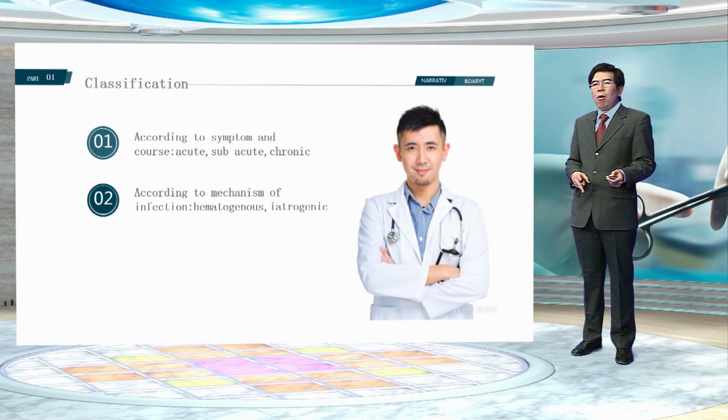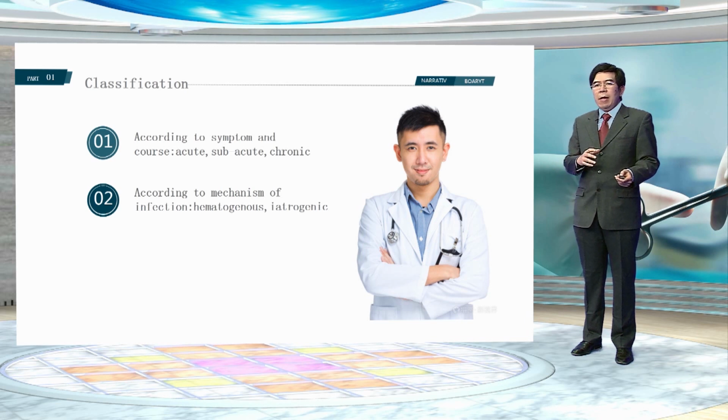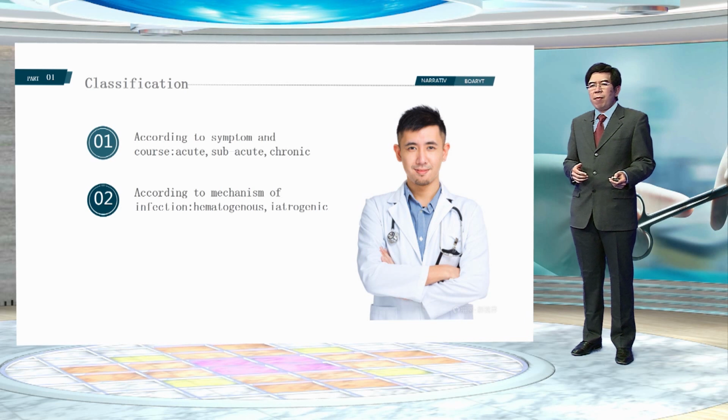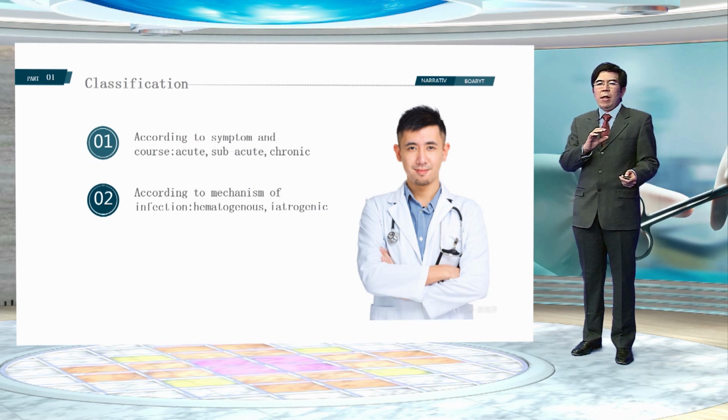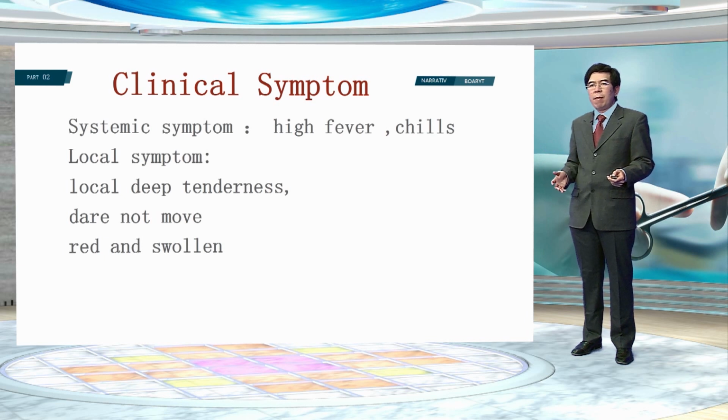So there are two key points. According to symptom and the cause, we can call it acute, subacute, and chronic. Then according to the mechanism of infection, there are two parts. One is hematogenous, the second is iatrogenic. The clinical symptoms: there are systemic symptoms such as high fever and chills. The local symptom is local deep tenderness. The patient dare not move, and you can see the red and swollen joint.